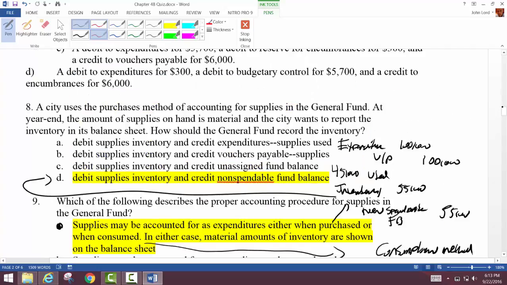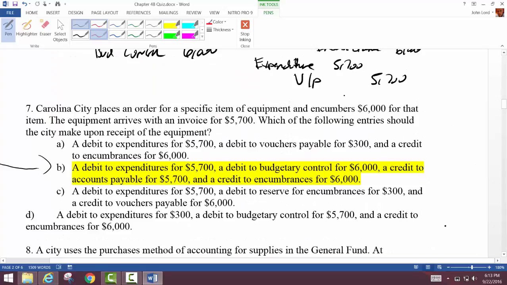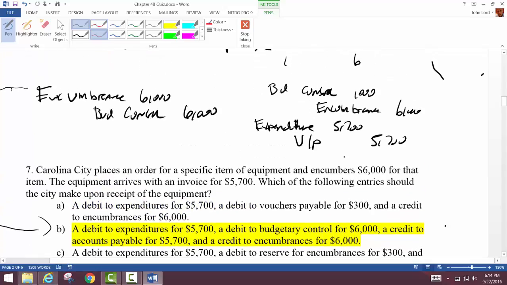Number 7. Carolina City places an order for a specific item of equipment and encumbers $6,000 for the item. The equipment arrives with an invoice of $5,700. Which of the following entries should be made? And let's just go through and, oh, that's what I have up here. Is that the entries? So I showed you the entries right here for this fact pattern. So I do what? I debit encumbrances, I credit budgetary control when I order the stuff, don't I?